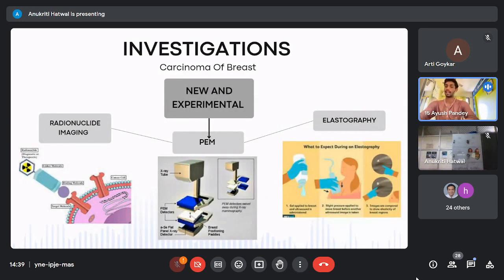The third is elastography, which tells whether the possible carcinoma is of the benign type or the malignant type. It uses the technique that cancer tumors can be firmer and stiffer than normal breast cells, because of which we can differentiate them and state whether carcinoma of the breast is present or not.